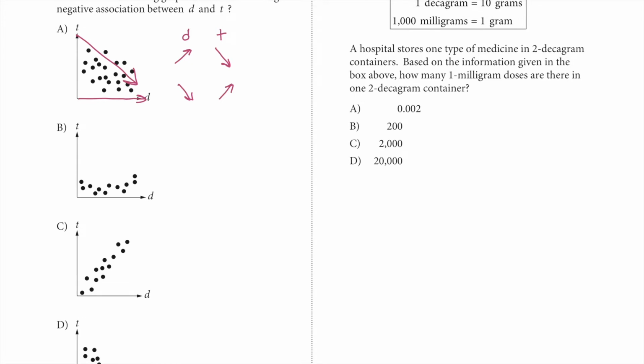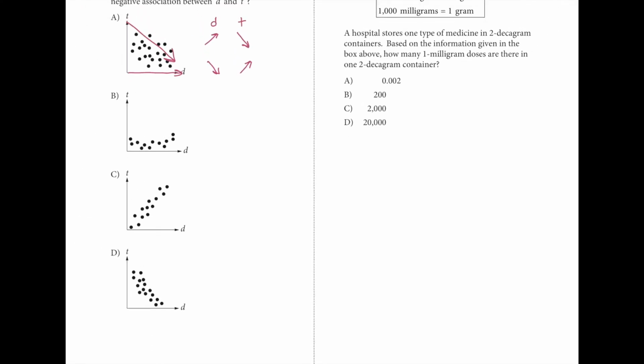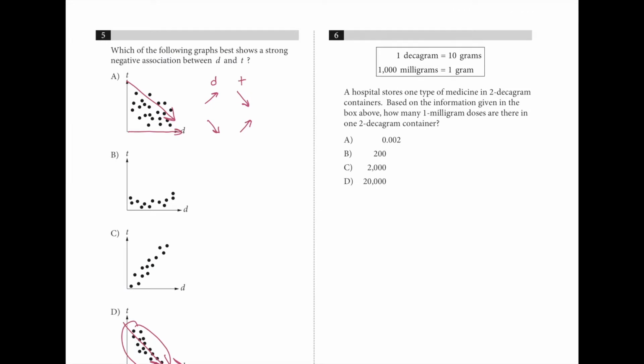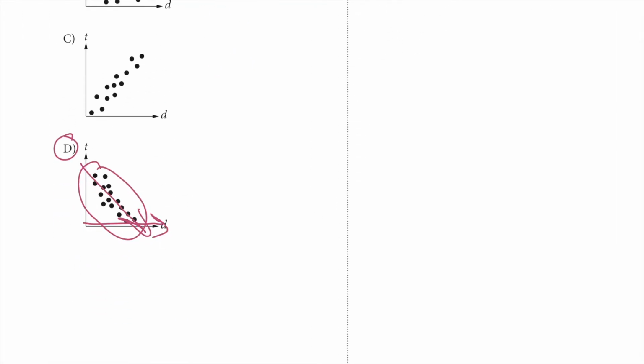However, when we compare it to D, the graph of D, the points are closer together in the same relation. And it asks which graph has the strongest negative association. So our answer will be D, because the points are closer together.